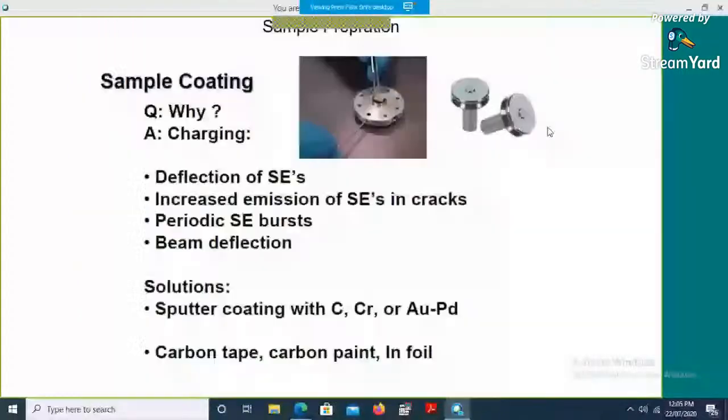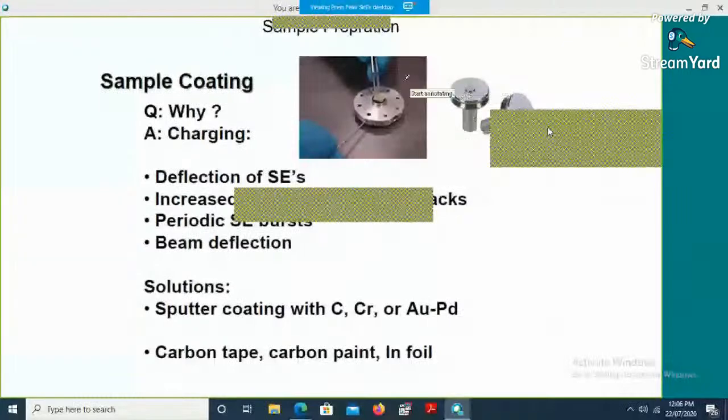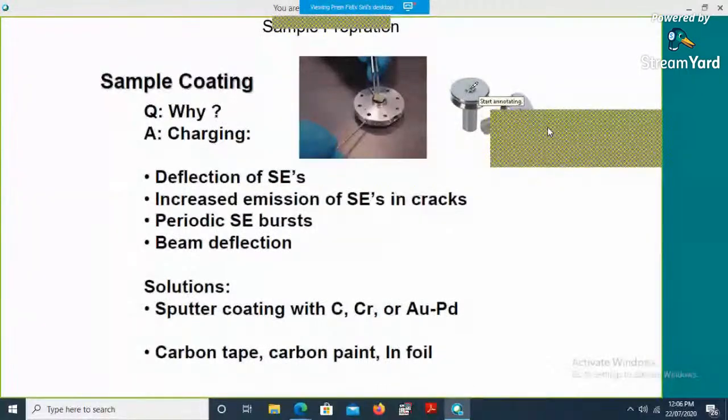Finally, I would also like to show how a sample stage looks like. It is an aluminium stub on which you can load the sample. Typically, if it is a powder sample, you can put the sample on top of it. But generally, if it is a powder sample, because you are going to keep it under high vacuum, you have to stick your sample somehow.